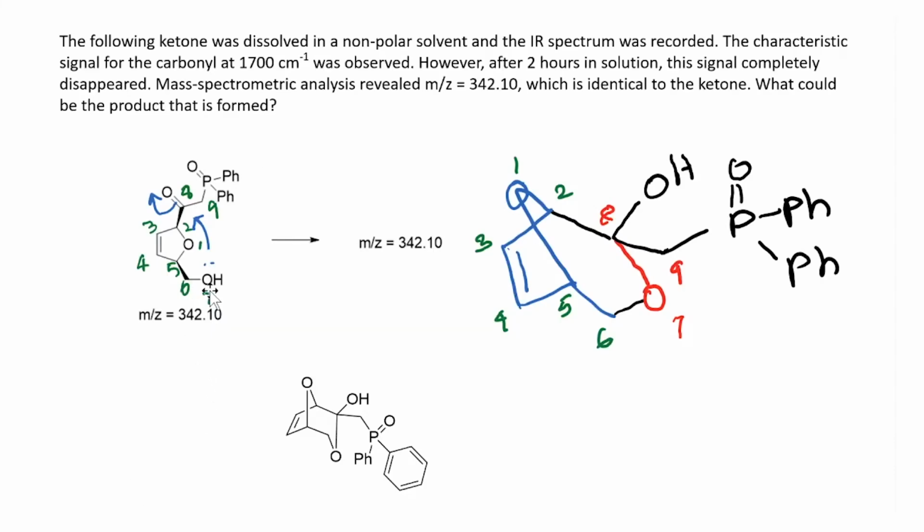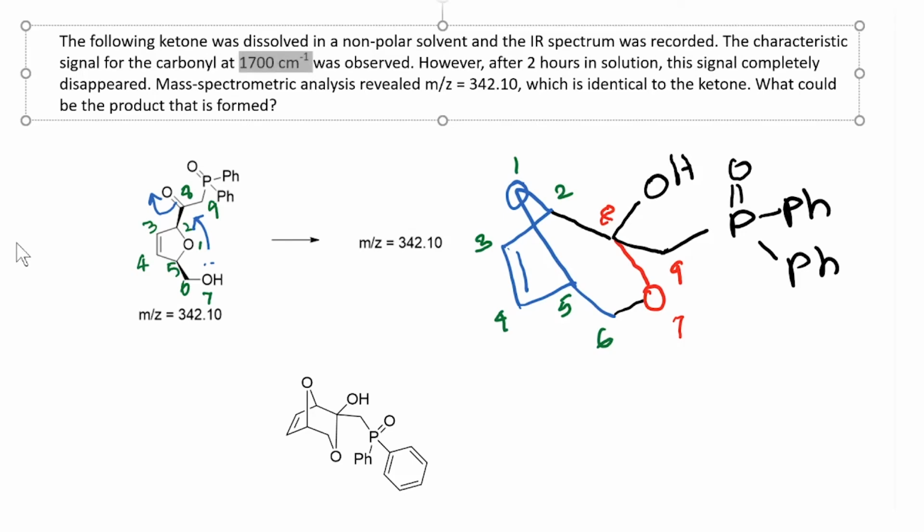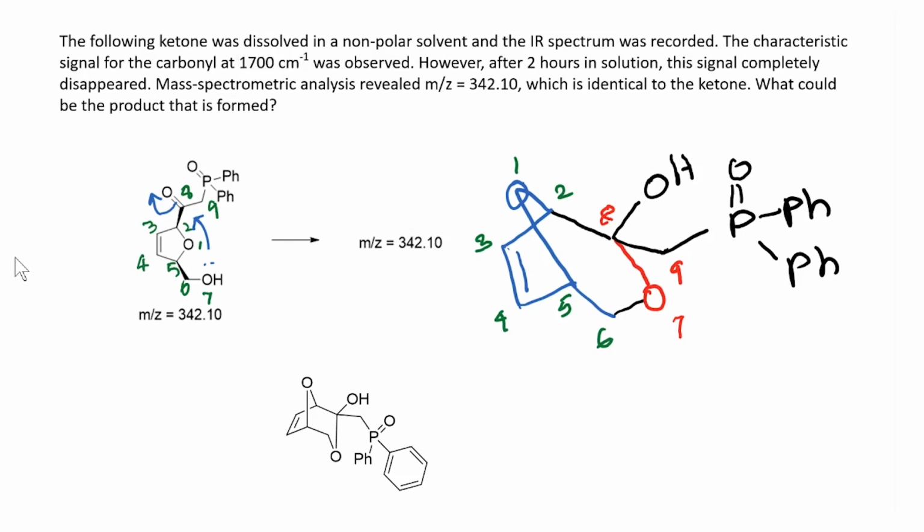So here I have labeled these carbons as 1, 2, 3, 4, 5, 6, 7, 8, and so this is basically a rearrangement, an intramolecular reaction. It's not a rearrangement, sorry. It's an intramolecular reaction where you get this product which is 342.10, which is the same mass as the starting material. Okay. Now, the clue that we have been given is that the peak at 1700 centimeters has disappeared over 2 hours, and so therefore you don't have any ketone in the product.